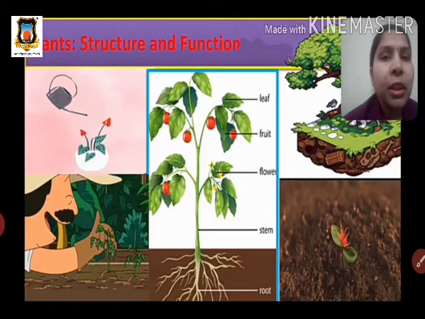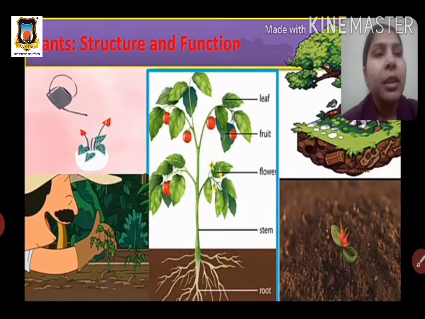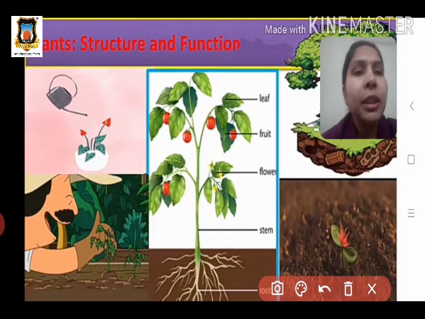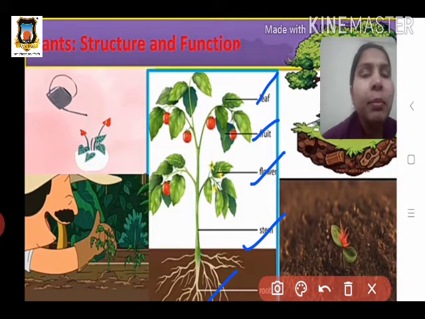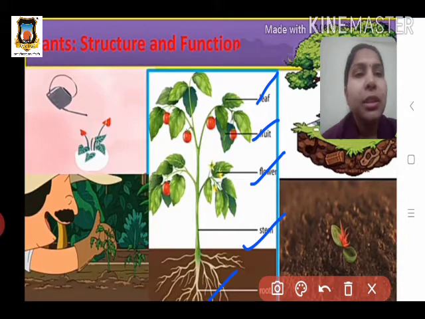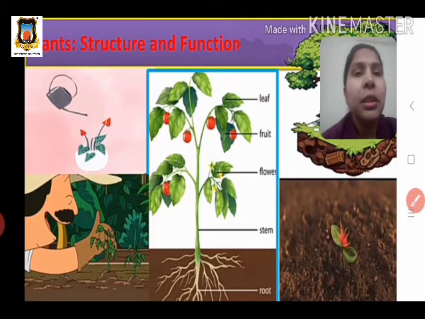So here the second question is: which are the various parts of the plant? If we see this image, you get the answer. Here in this image we see the parts of plants, that is the root, then stem, flower, fruit and leaf. These are the parts of the plant. So in this chapter we study each and every part, their types and their functions. So let us start our lesson.